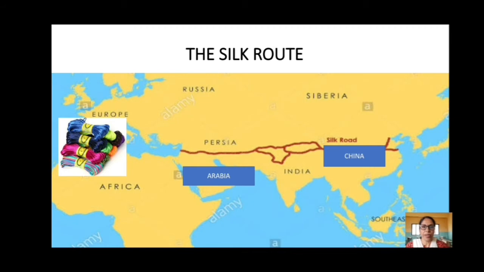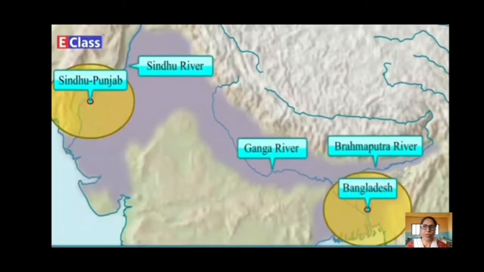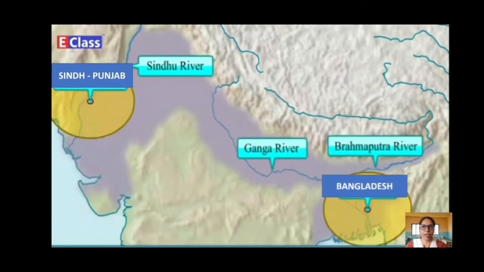The next, the plains of the Sindhu, Ganga, Brahmaputra. This region consists of the basins of three big rivers, Sindhu, Ganga, Brahmaputra and their tributaries. This region extends from Sindh, Punjab in the west to the present-day Bangladesh in the east.